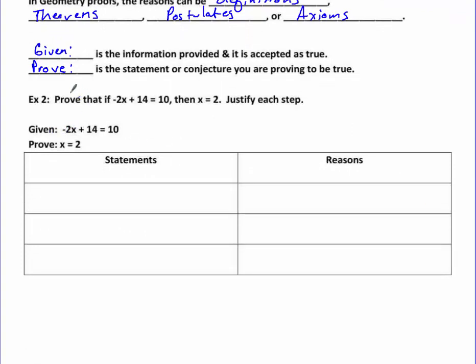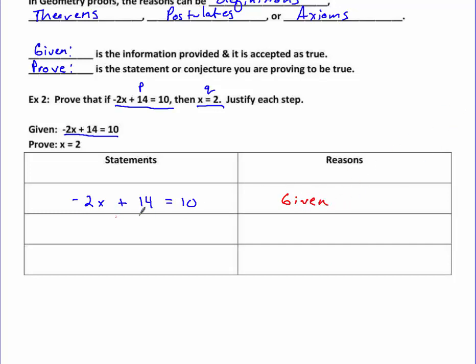Let's do another example. We have prove that if negative 2x plus 14 equals 10, that's our P, then x equals 2, that's our Q. So the first step in every single proof that you ever do is to write down the given information. So we're going to write negative 2x plus 14 equals 10. And our reason for that is that it's given information.